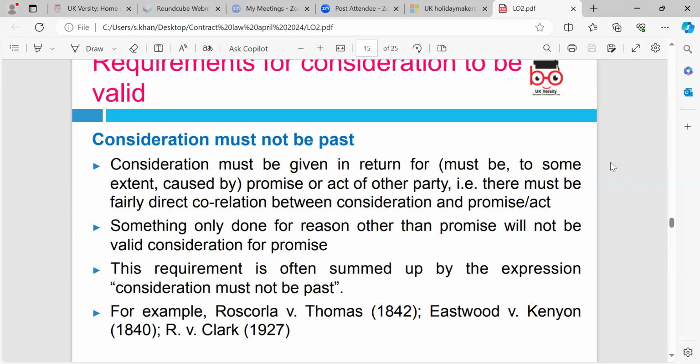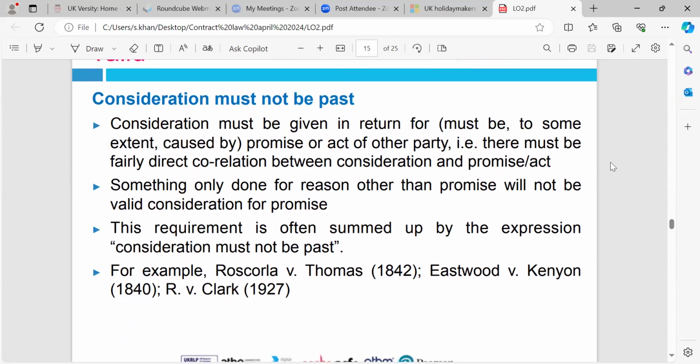For example, there must be a fairly direct correlation between the consideration and the promise or act. Something only done for a reason other than the promise will not be valid consideration for the promise. The requirement is often summed up by the expression that consideration must not be past. For example, the cases of Roscorla v Thomas, 1842, Eastwood v Kenyon, and Re McArdle, 1927.